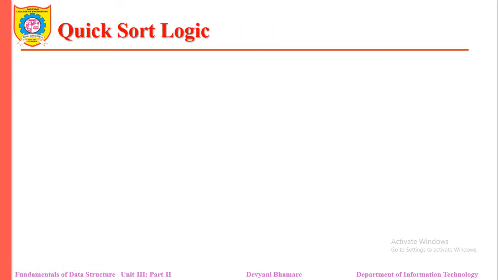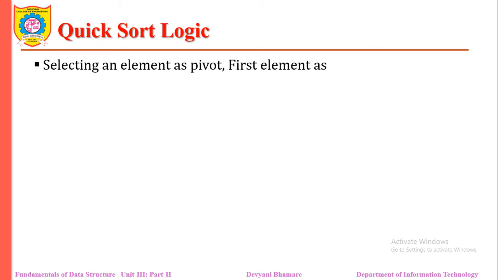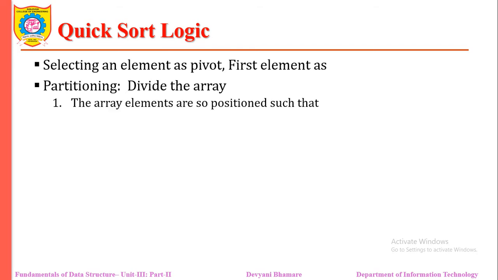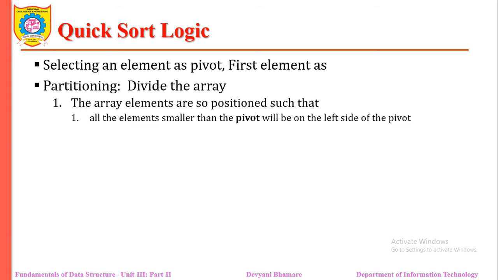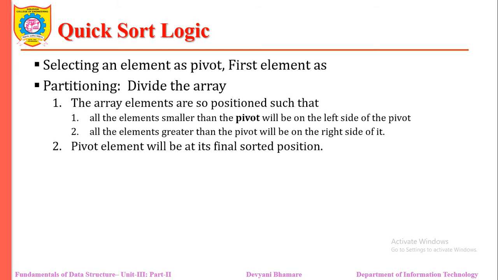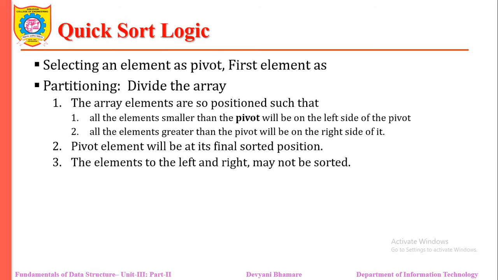Let's start with an example. So what is the logic? We consider that the first element is the pivot element. Then we need to partition the array, means we need to divide that array. The array elements are positioned such that all the elements smaller than the pivot are on the left-hand side of the pivot and all the elements greater than the pivot are on its right-hand side. And we say the pivot will be in its appropriate place.